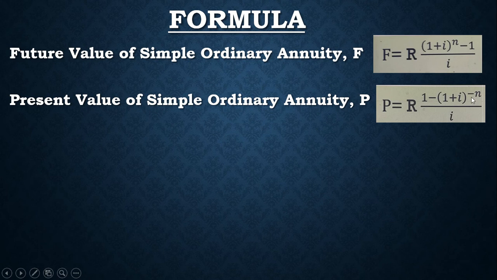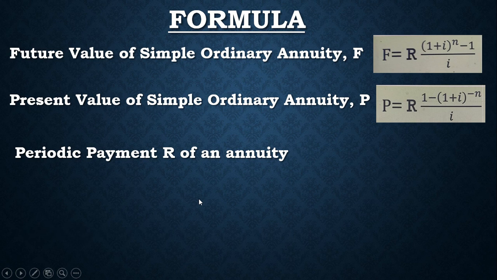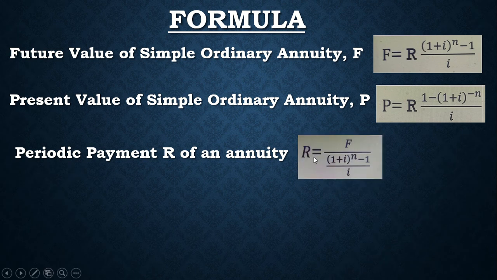Or gagawin nating negative. For the periodic payment R of an annuity, meron po tayong dalawa. Una dyan, R is equal to F, or the future value of simple ordinary annuity, divided by the quantity of 1 plus i raised to n minus 1 divided by i. Again, ang 1 po ay hindi po dapat baguhin.